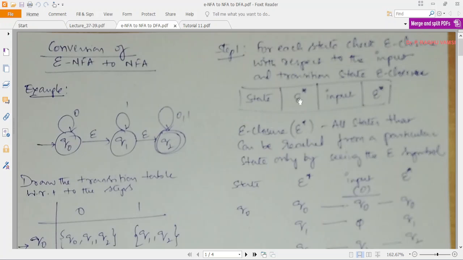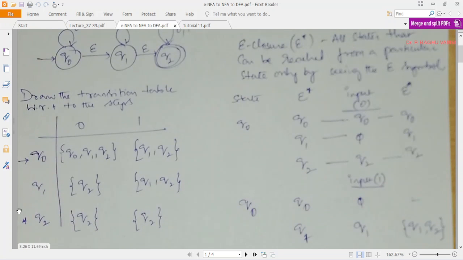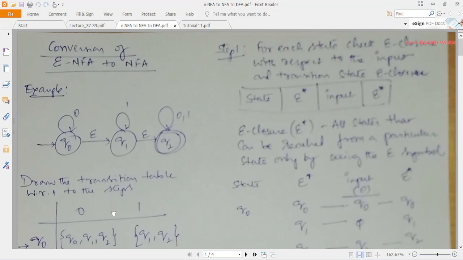While drawing this, we should also fill the transition table. That is, in general, we write for the DFA and NFA like this: what is the initial state, upon which input, where this particular transition is going. These are the inputs and these are the states, and what is the initial state and what is the final state. Here the arrow mark represents the initial state and the star represents the final state. Now perform step 1.